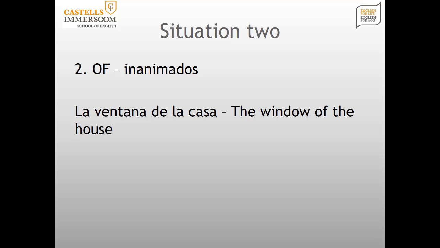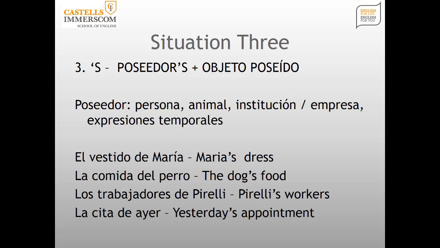Where we need to be careful is in the next option, which is situation number 3. This is when we put the apostrophe S, and it's for possessives, okay? Plus the object that is possessed by the person, okay? The possessor is a person, or an animal, an institution, or company, and we also use it for time expressions, very important, okay? So let's look at these options.